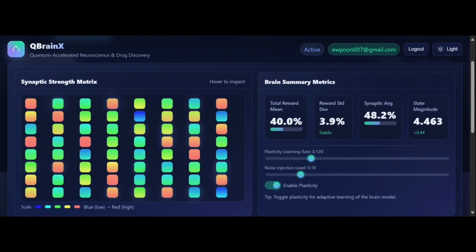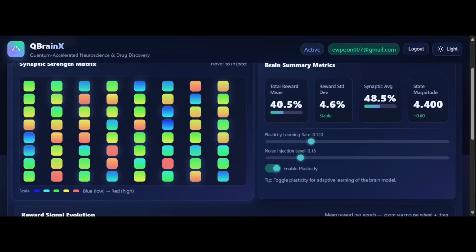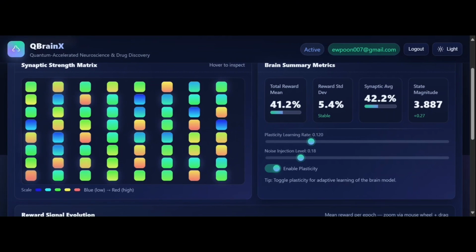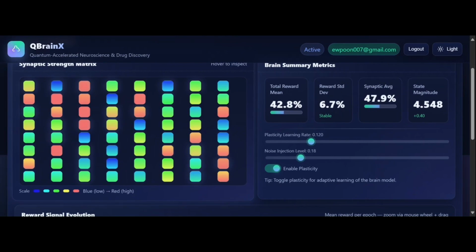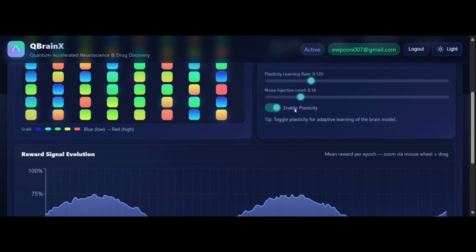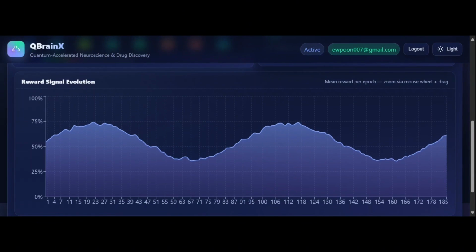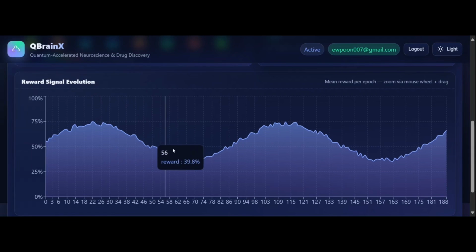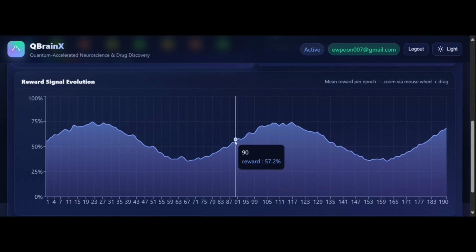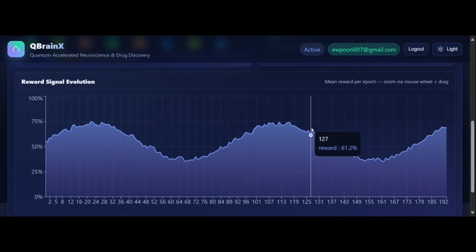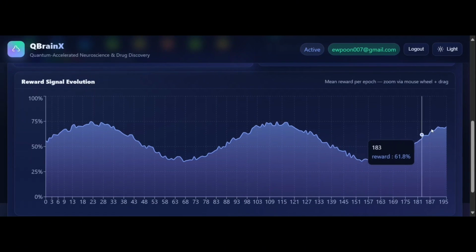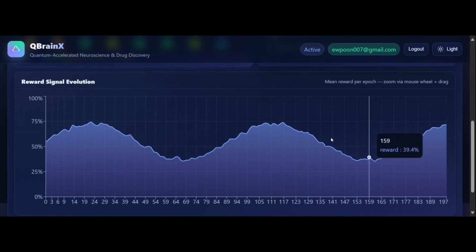Let's go to our brain simulation. We have our different brain metrics. We have a reward mean, which is how much the brain likes it, the standard deviation, the synaptic average, as well as the state magnitude. We also have noise injection levels and the reward signal evolution, which is basically how much the brain likes or favors the molecule from one over the other. And you can see all this being graphed and plotted in real time.